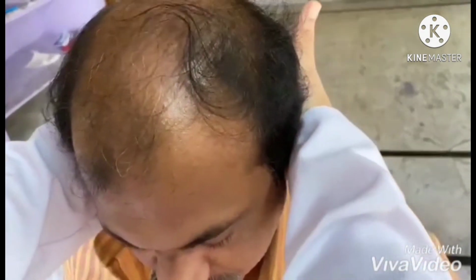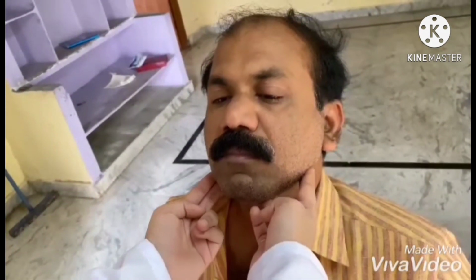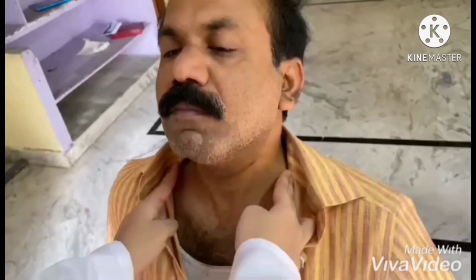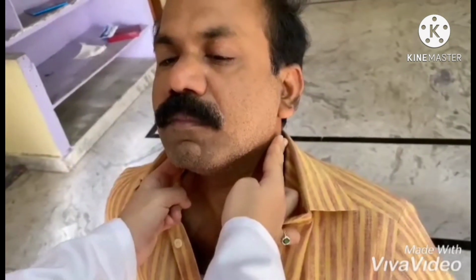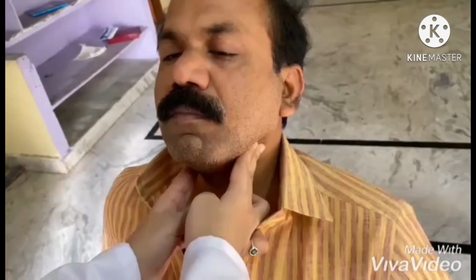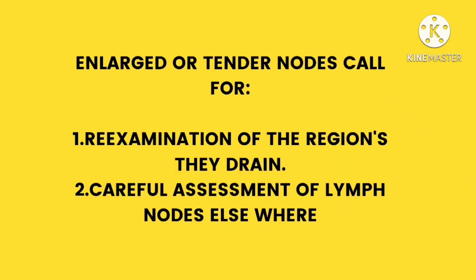Feel for periauricular, posterior auricular, occipital, tonsillar, submandibular, submental, superficial cervical and posterior cervical nodes. Enlarged or tender nodes call for re-examination of the regions they drain, and careful assessment of the lymph nodes elsewhere.